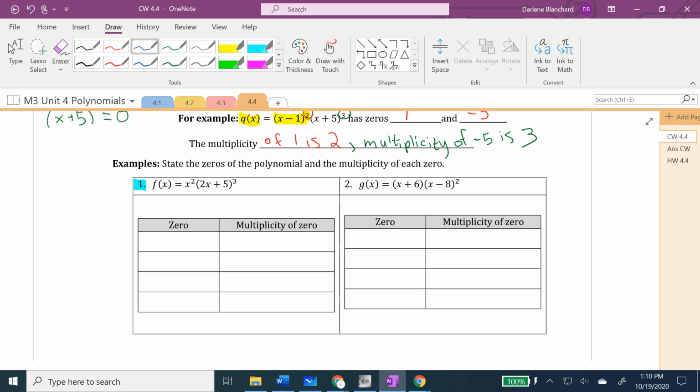So it looks like you guys aren't quite sure. What you're going to do is take each linear factor that has a power, and write that linear factor equal to 0. So linear factor x that is being squared, and linear factor 2x plus 5.